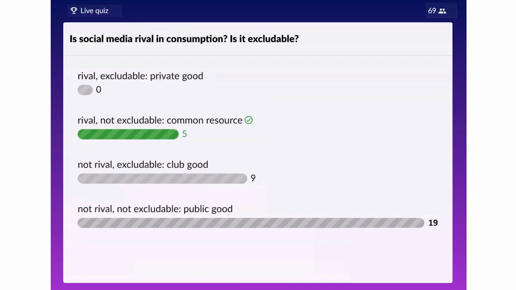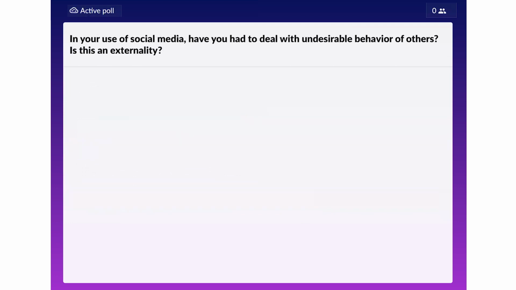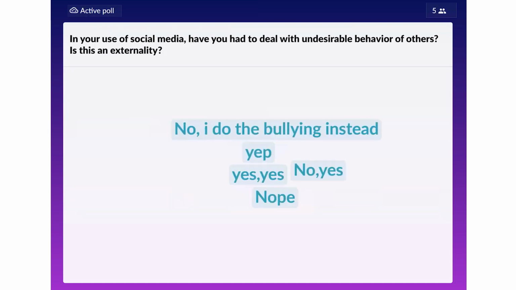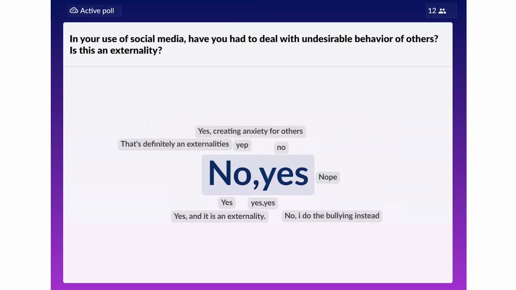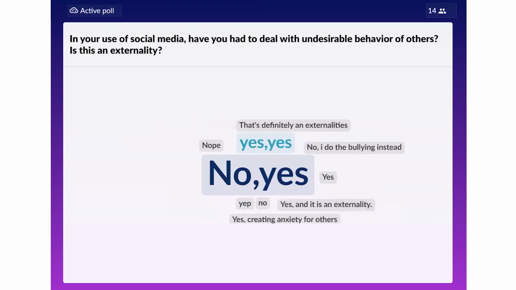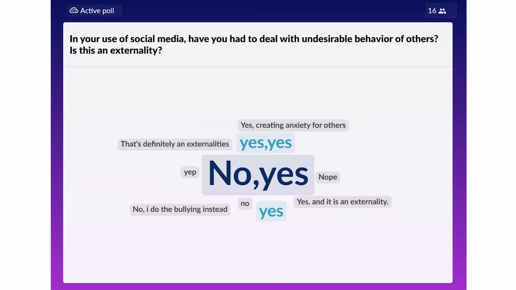So let's see. In your own use of social media, have you ever dealt with undesirable behavior of others? Do you think that's negative externality? I think this is an open question, so you can type in your answers. A no and a yes. I like this. I do the bully instead. So you're the internet troll. Oh, I see. So the no yes is that you have not faced undesirable behavior, but it is negative externality. Okay.